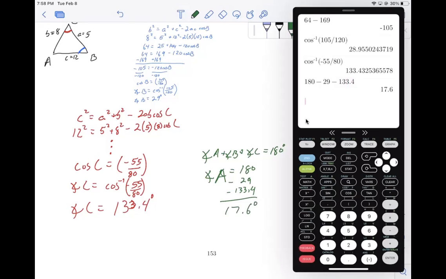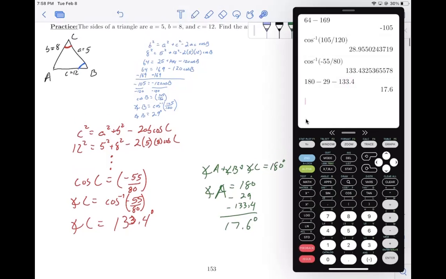17.6 degrees. And one thing we can always do as a little mental sanity check here is, again, use our triangle facts. We know that the longest side, which is side C here, should be opposite the longest angle.